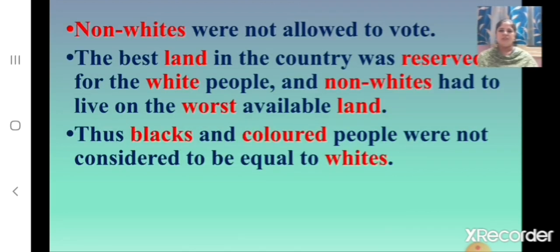And children, do you know that non-whites were not allowed to vote, and the best land in the country was reserved for the white people, and the non-whites had to live on the worst available land. Thus blacks and colored people were not considered to be equal to whites. This means they had to live on the worst land, while the best land was reserved for the whites, and they were not considered as equal to the whites.